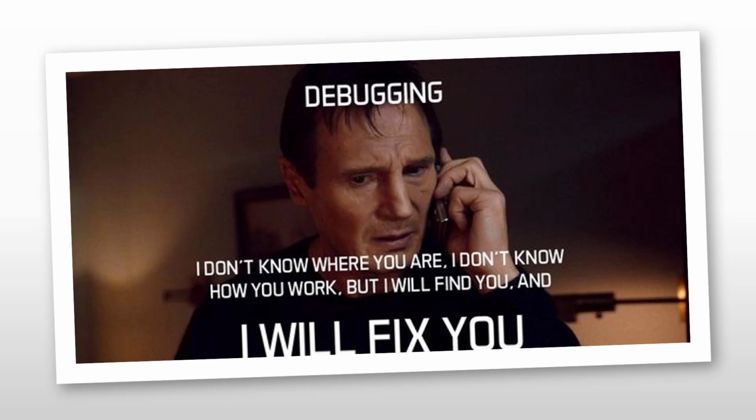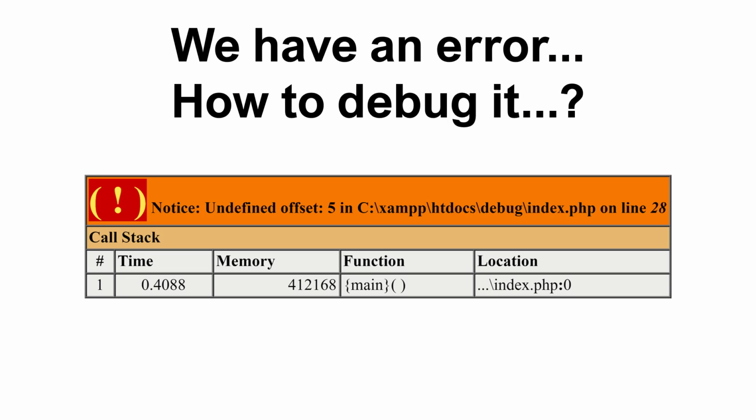And yet another meme: usually we start with an error in some programming language, or it could be anything. It could be in PHP, as in this case. It could also be C#, any language, Java, JavaScript. But we have an error, and how do we debug it? How do we handle it?